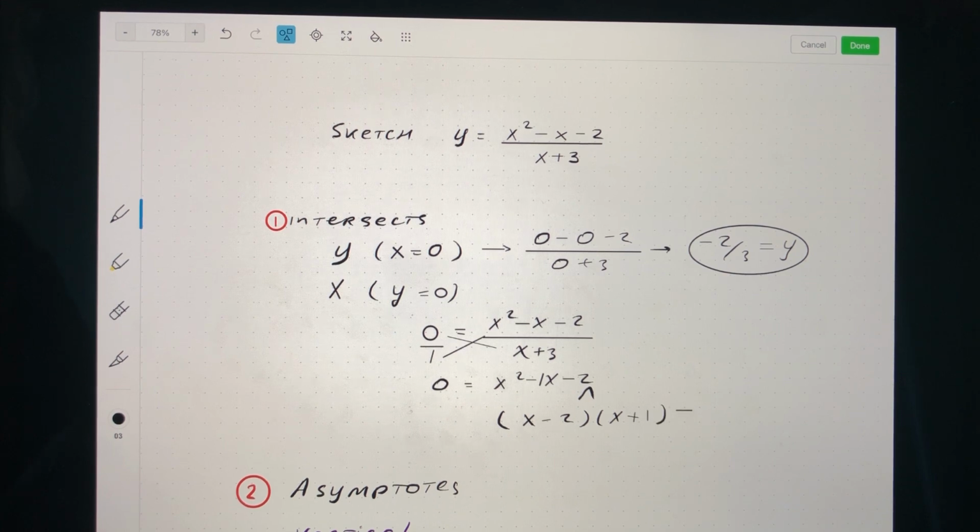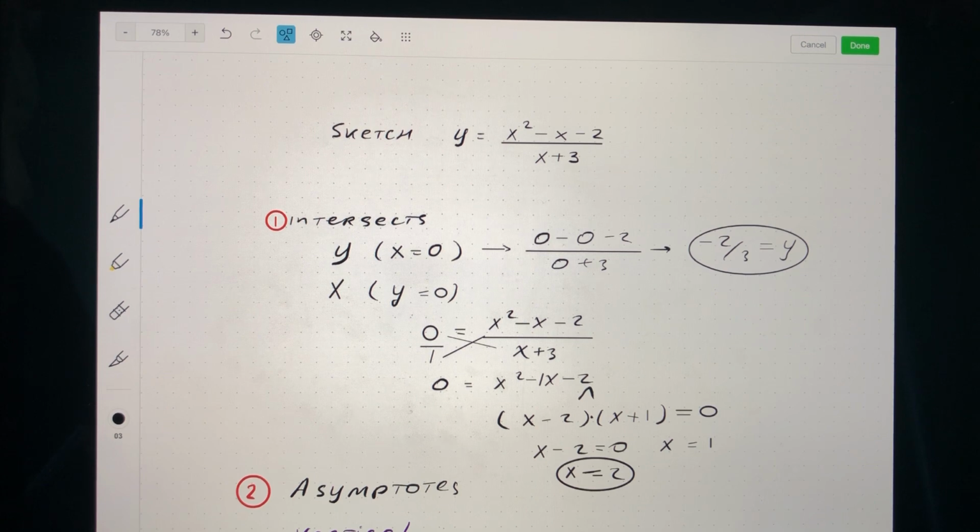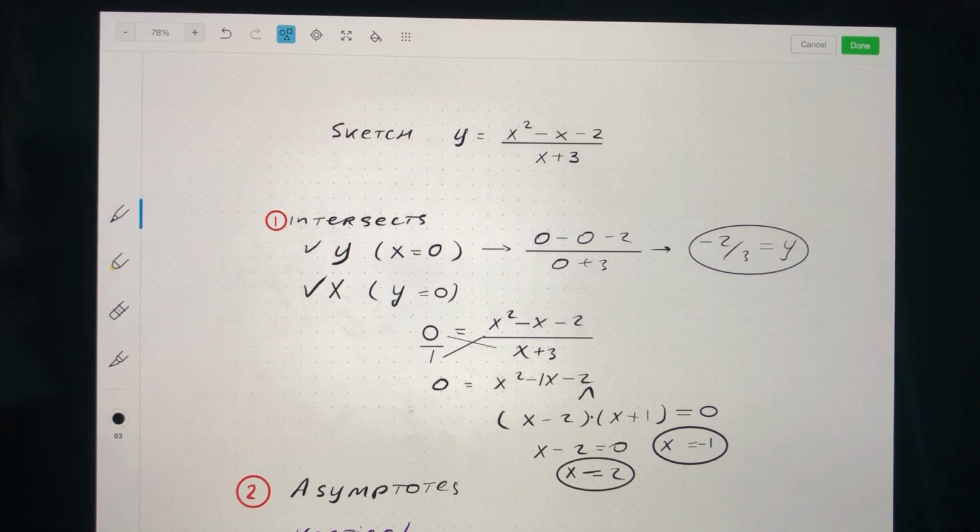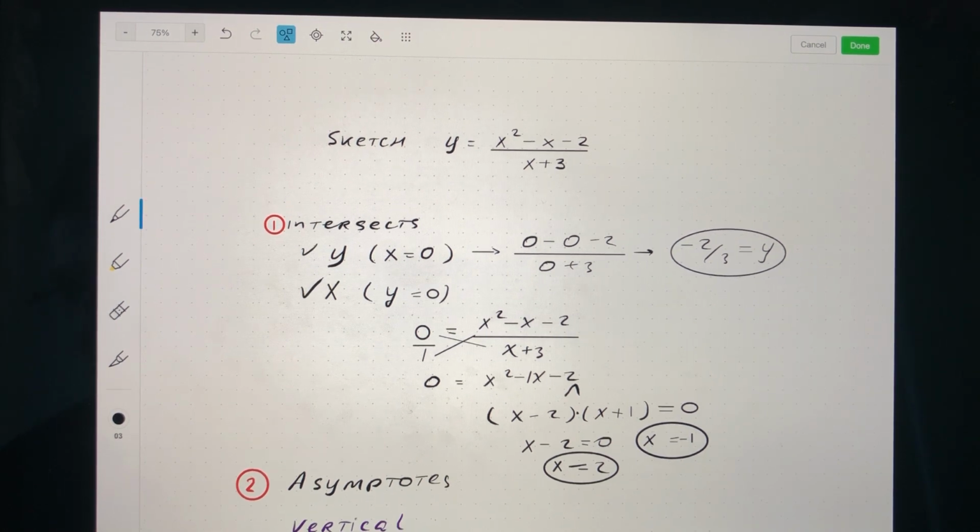And since we're multiplying two parentheses and getting 0, that means one of those parentheses is 0. Either x minus 2 is 0, which means x is 2, or x plus 1 is 0, which means x is negative 1. So these are our intercepts, the y and the x. The next is the asymptotes.